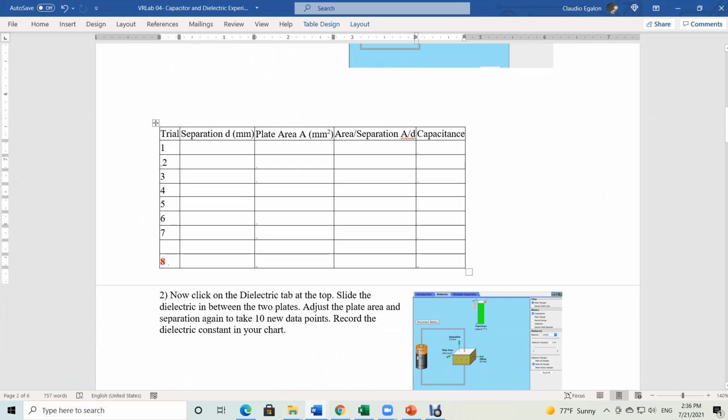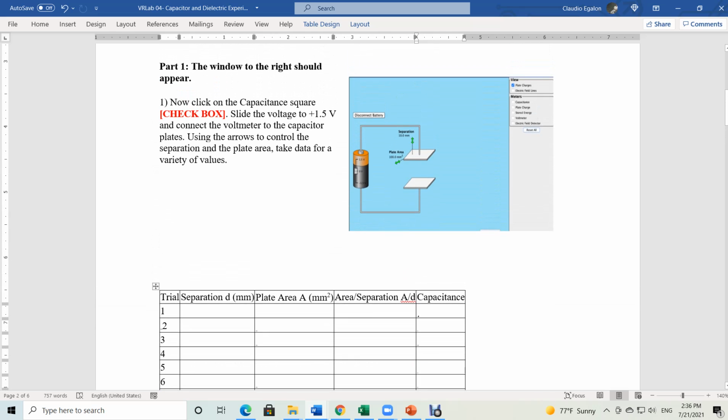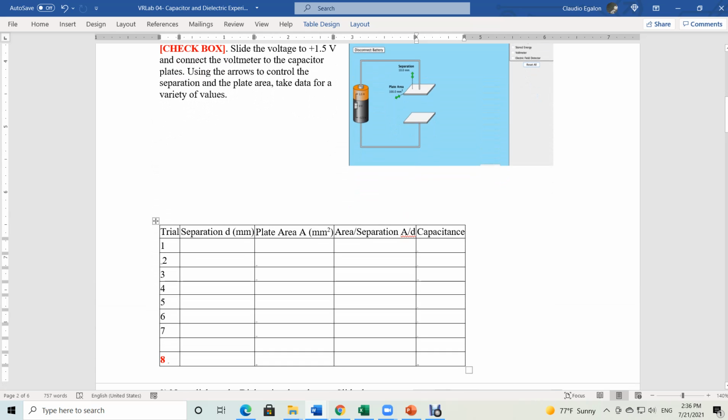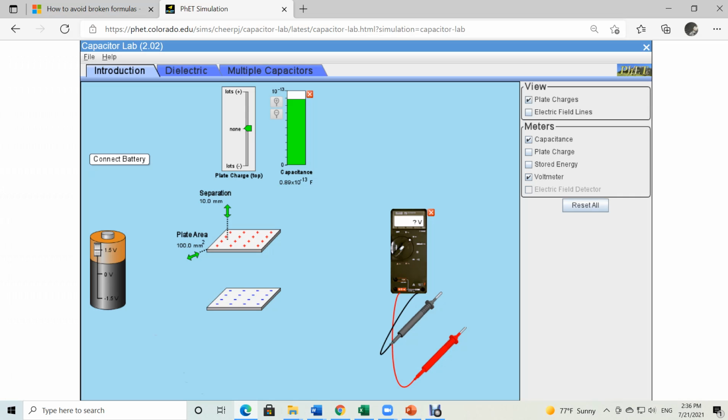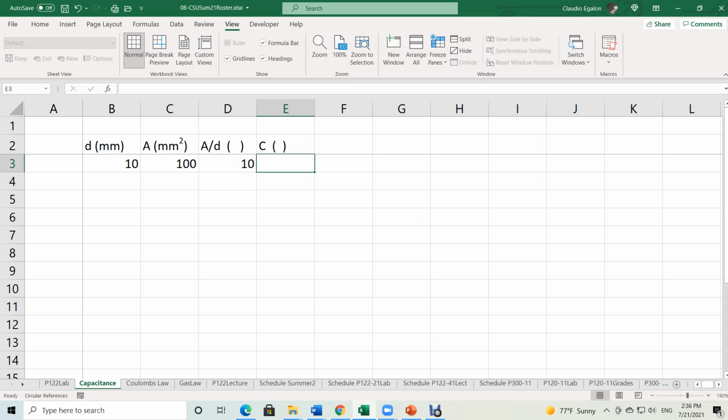Okay, here you go. Now click the capacitance, take the data for a variety of values. Okay, so the capacitance that we have here is 0.89 times 10 to minus 13 Farad. Okay, so go ahead, log it in your spreadsheet.